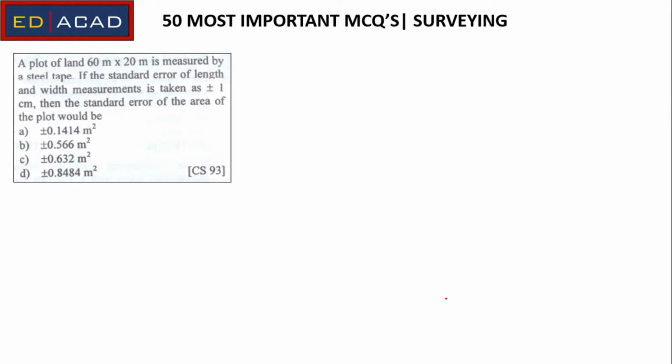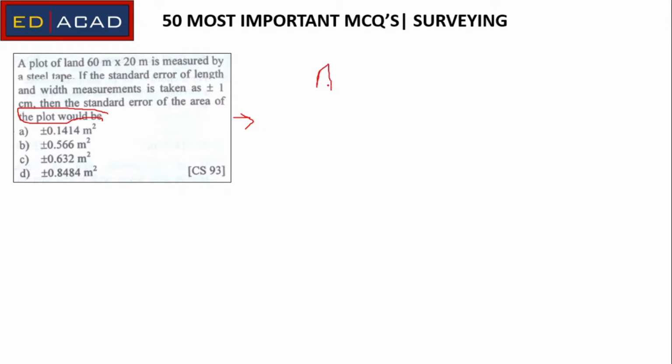Let's move ahead. A plot of land 60 meter by 20 meter is measured by a steel tape. If the standard error of length and width measured is taken as plus minus 1 centimeter, then the standard error of the area of the plot would be. Okay, so let's look at this.